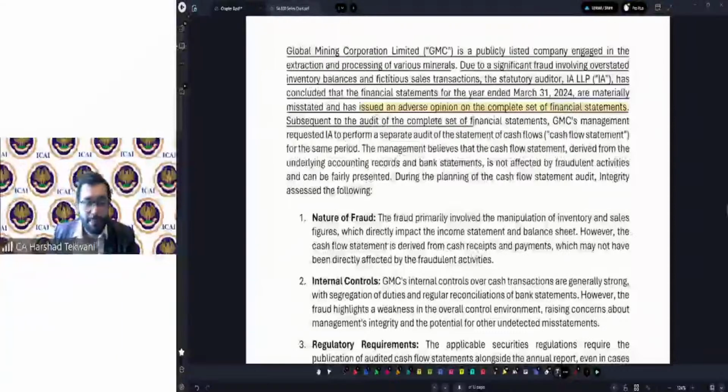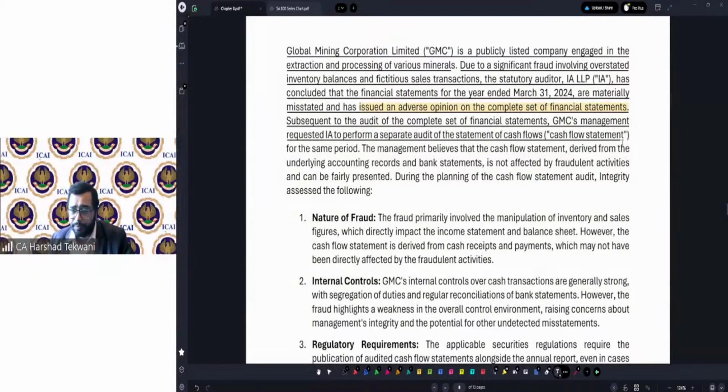Subsequent to the audit of the complete set of financial statements, GMC's management requested IALLP, that is the auditors, to perform a separate audit of the statement of cash flow for the same period. The management believes that the cash flow statement, derived from the underlying accounting records and bank statements, is not affected by the fraudulent activities and can be presented fairly.